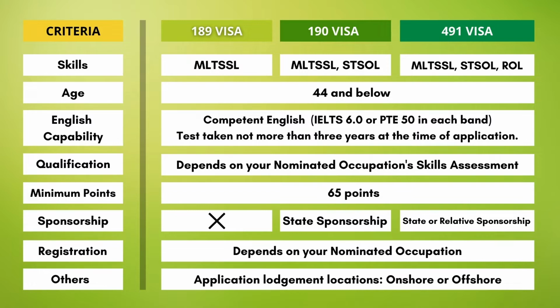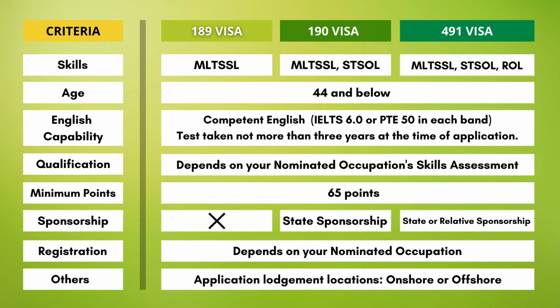So the first row, you will see what skills list is applicable to the visa subclass. All right. So for the 189, your role should be on the MLTSSL. So for the 190, your occupation should either be in the MLTSSL or on the STSOL. Now for the 491 visa, you can be on the MLTSSL, STSOL, or the ROL, the regional occupation list.